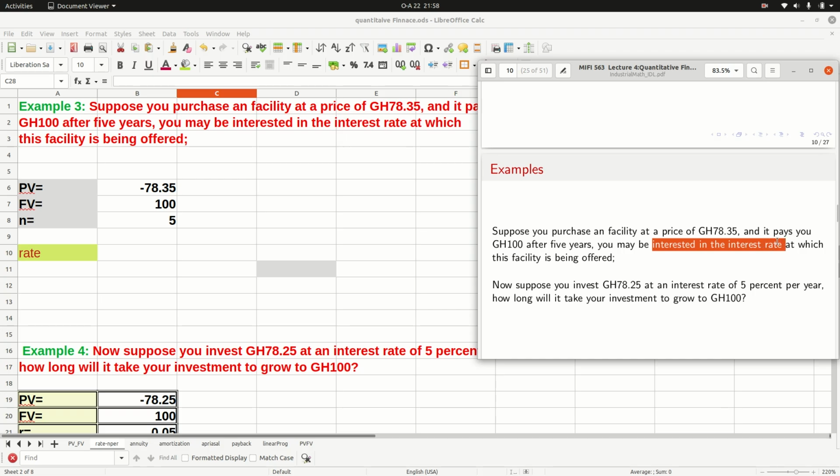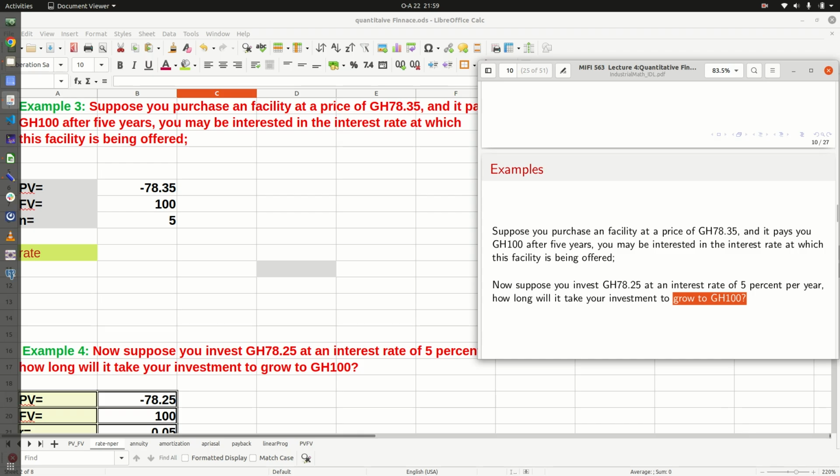Okay, example 2 says, now suppose you invest 78.25 Ghana cedis with an interest rate of 5%, and then it says how long would it take. It means you want to know the number of periods it's going to take for your investment to grow to 1,000. So this 1,000 is your future value. And how do we find the rate and then the number of periods?